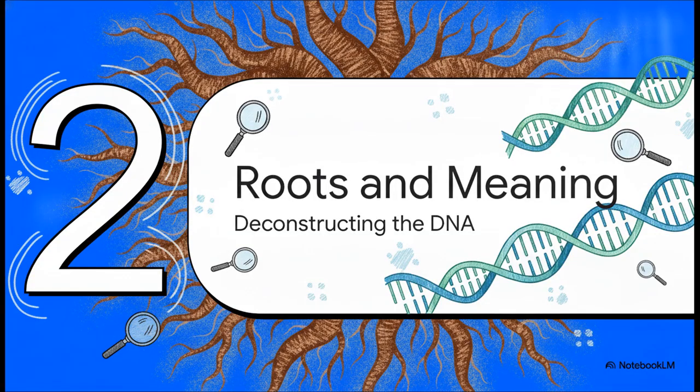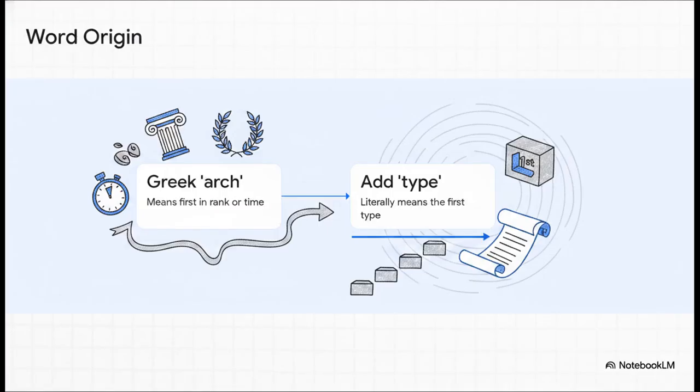Section 2, Roots and Meaning. Deconstructing the DNA. Now, what's really fascinating here is how perfectly the word explains itself when you break it down into systematic steps. It's like a linguistic puzzle. Look at step 1. We've got the Greek root arch, which translates directly to first in rank or time. Then we move to step 2. We simply add the word type. So when you put those two pieces together, an archetype quite literally means the first type. It is structurally built from the ground up to mean the absolute, undeniable first model of its kind.